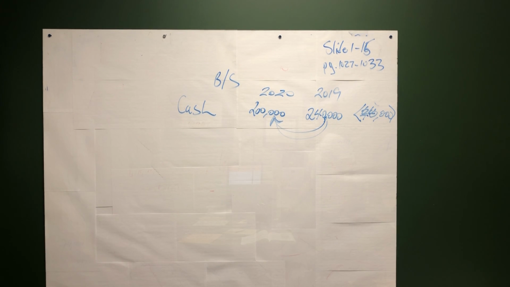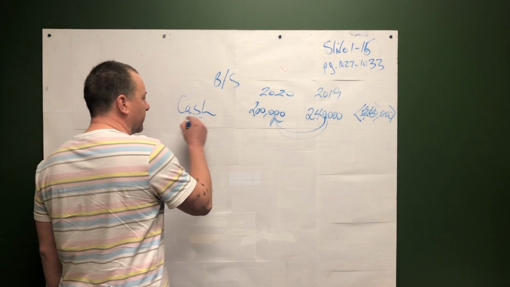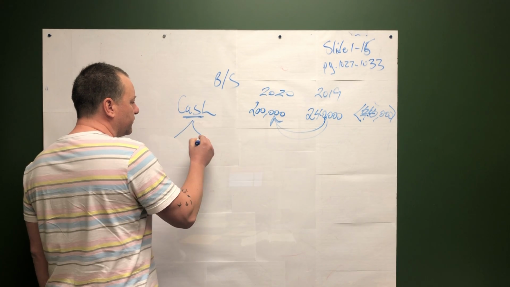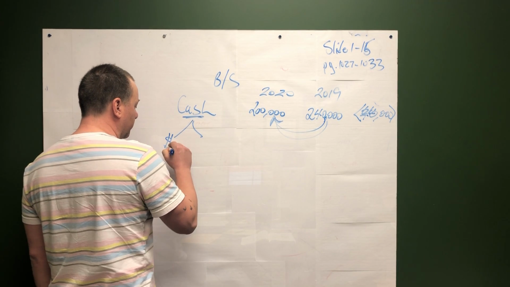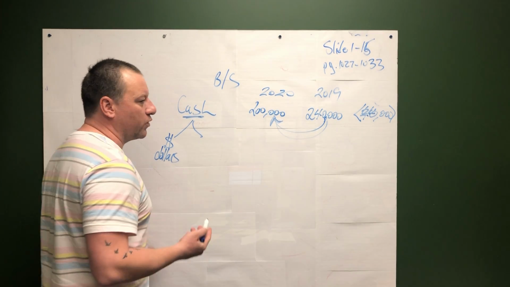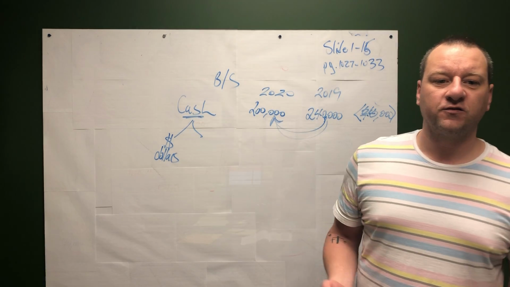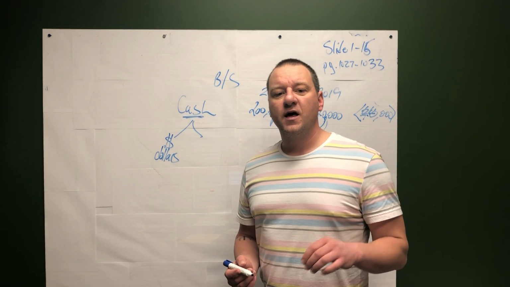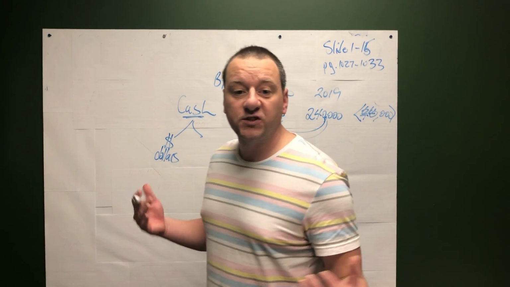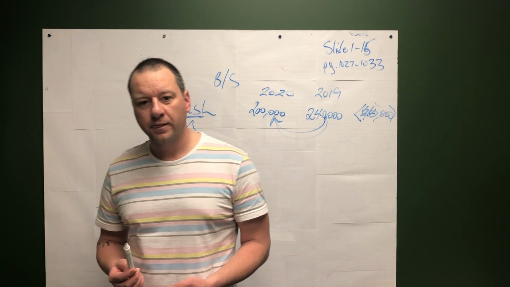So again, when we look at our balance sheet, this cash balance here consists of two things. Actual dollars, whatever's in your bank account. But it also includes cash equivalents. So these are investments that must be readily convertible to a known amount of cash.